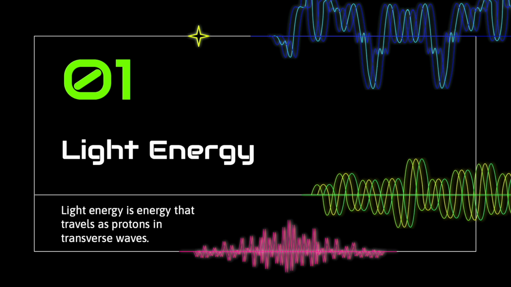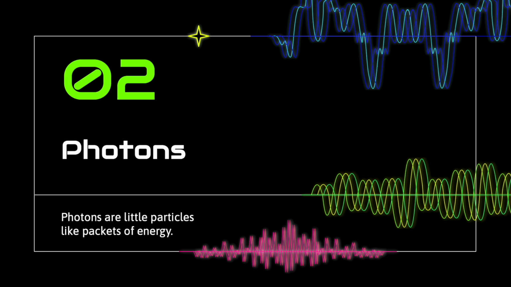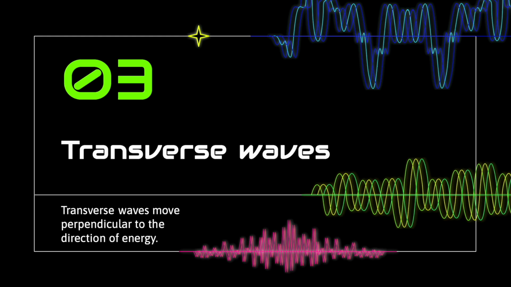First, we have light energy. Light energy is energy that travels as photons in transverse waves. Next, we have photons. Photons are little particles like packets of energy. Then we have transverse waves. Transverse waves move perpendicular to the direction of energy. That's like a right angle.